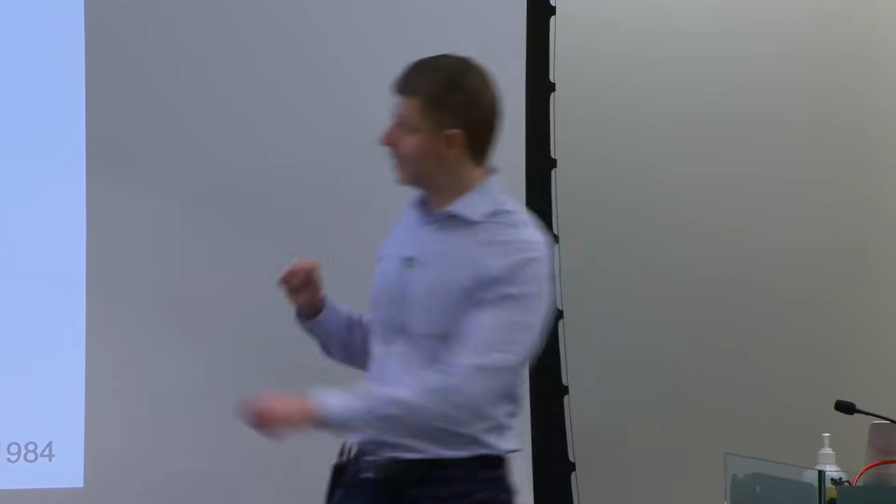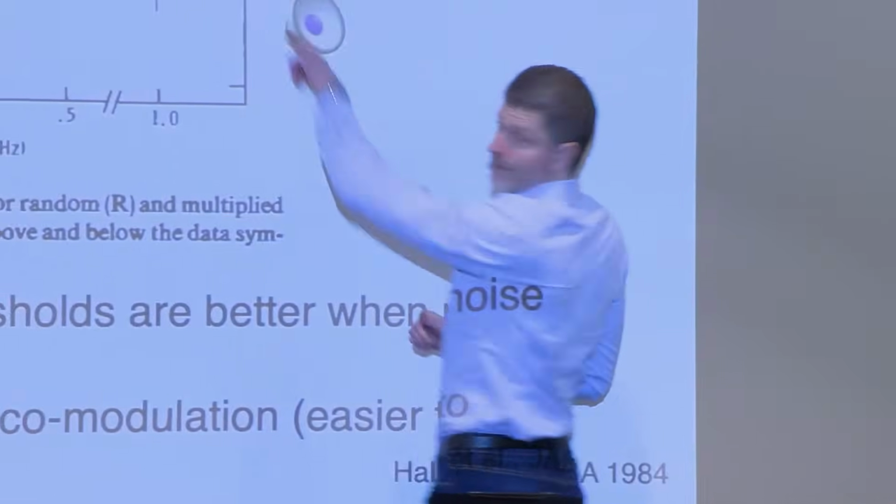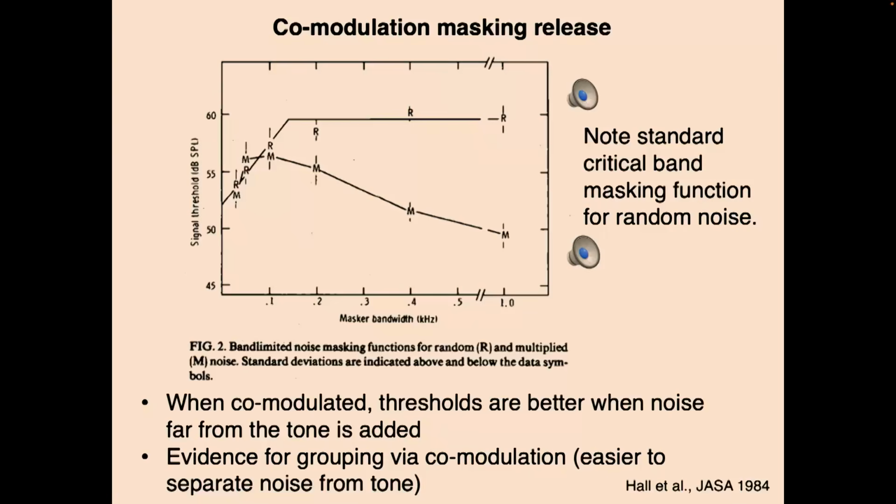When that noise is co-modulated, it becomes easier to detect the tone, and your threshold is lower. In this case, it's by about 10 dB. So it's a pretty big effect. This is called co-modulation masking release. It's a super well-known effect in the world of psychoacoustics, and it is considered to be evidence for grouping via co-modulation.